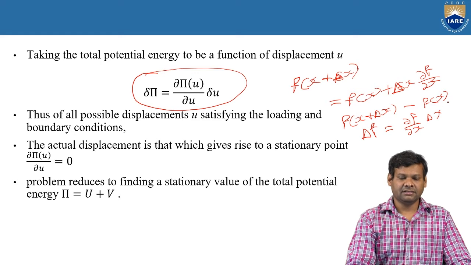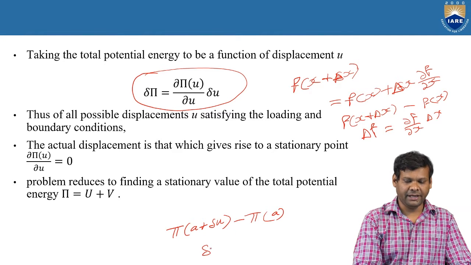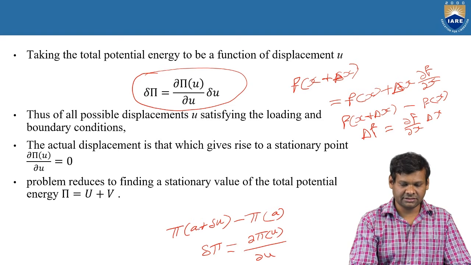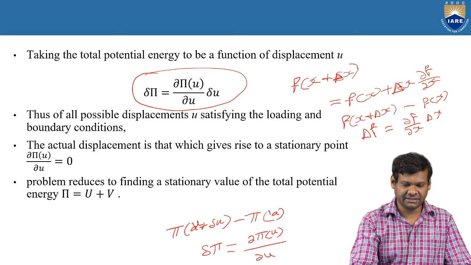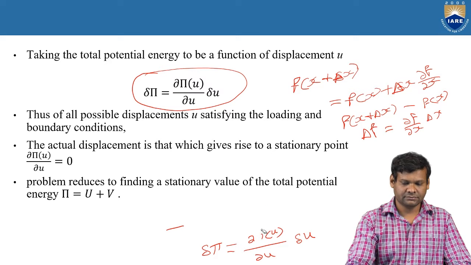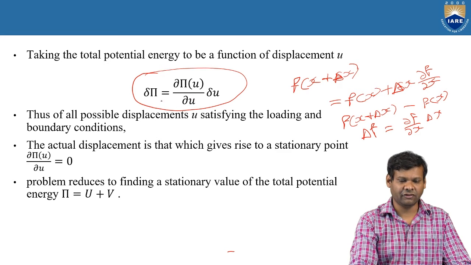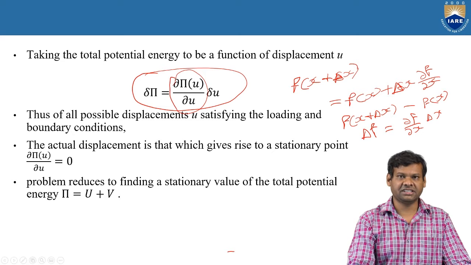Similarly, pi of u plus delta u minus pi of u can be written as del pi, which is equal to dou pi of u by dou u into del u. Here it is the variation with respect to the deflection. This is the quantity called the variation of the total potential because of the deflection.